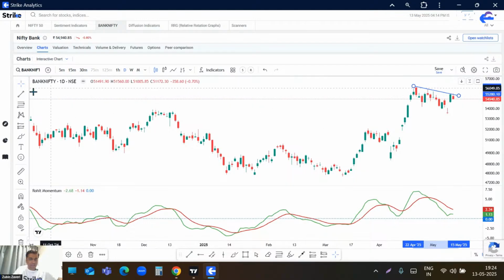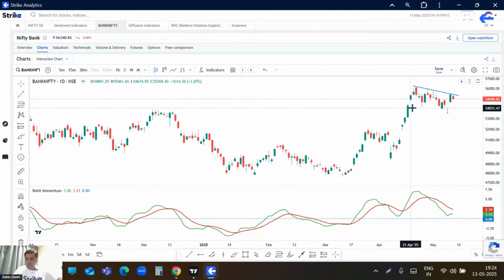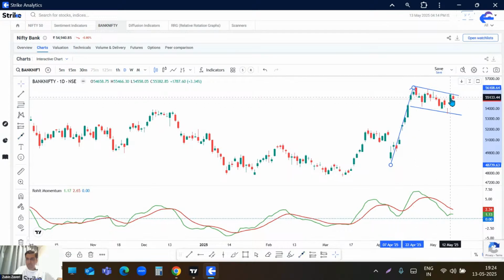kind of a flag formation. Now, a flag is a trend continuation pattern, where it has a sharp pole over here. And if there is a breakout, so this looks like a flag, right? If there is a breakout, the same pole length can give a move up over here.